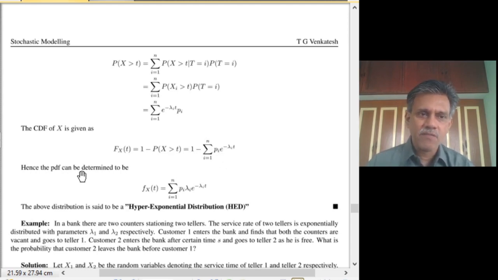If you want the probability density function, it becomes easier. On differentiating with respect to t, the 1 goes away, and e power of minus lambda i t gives you minus lambda i times this. The minus and minus cancel. You simply have pi lambda i e power of minus lambda i t, summed from 1 to n. This random variable is called the hyperexponential random variable, and the distribution is called the hyperexponential distribution, more often abbreviated as the HED distribution.